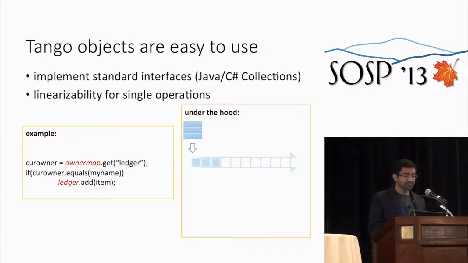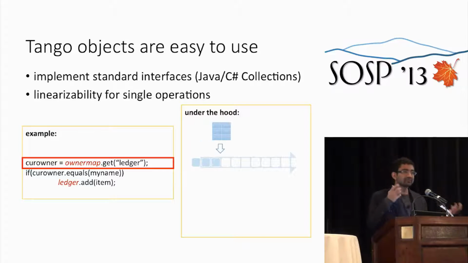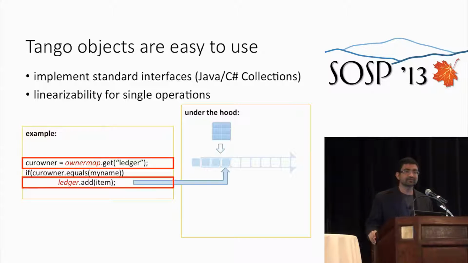Now, when the application executes an accessor operation on an object, so here we're doing a get on the map, the Tango runtime essentially plays the history forward and synchronizes the local view with the state of the log. Subsequently, when the application does a mutating operation, the Tango runtime deposits an update record in the log. So this is a very simple design, and it gives you linearizability for singleton operations, for puts and gets and so on. But here is where things get really interesting.